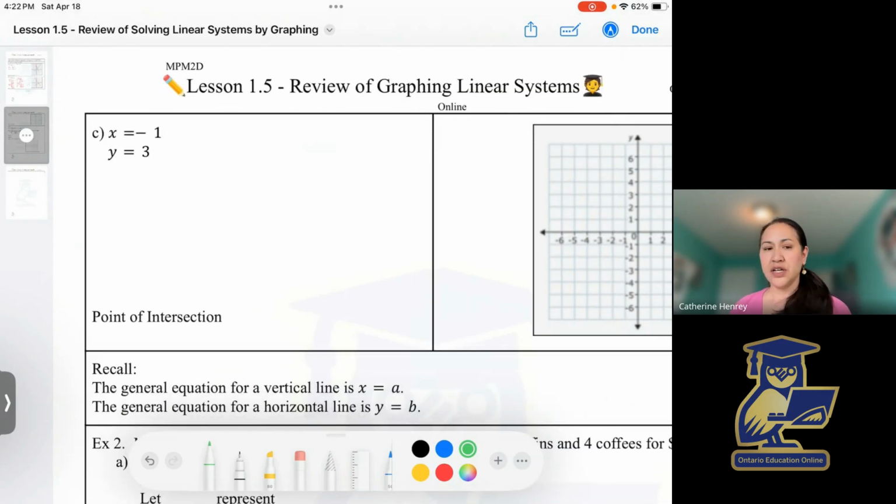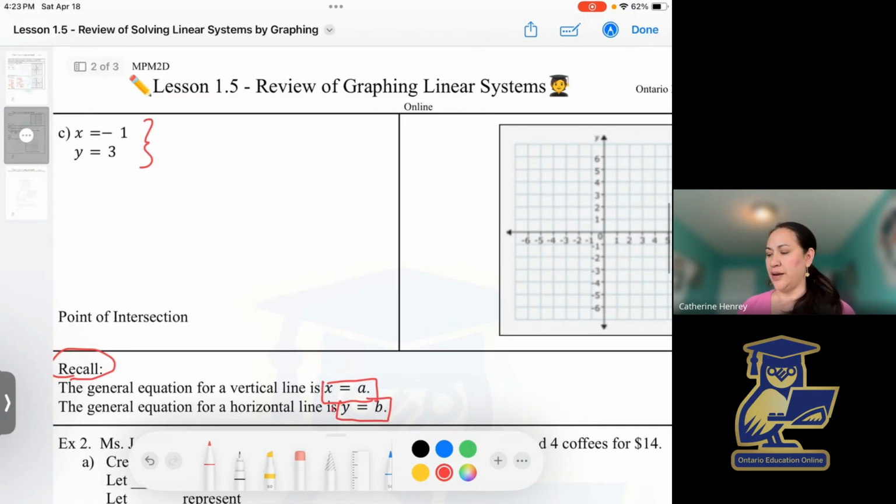What's the point of intersection between these two lines? Well, recall that the general equation for a vertical line is x equals a, and the general equation for a horizontal line is y equals b. So what we have here is one horizontal line and one vertical line.